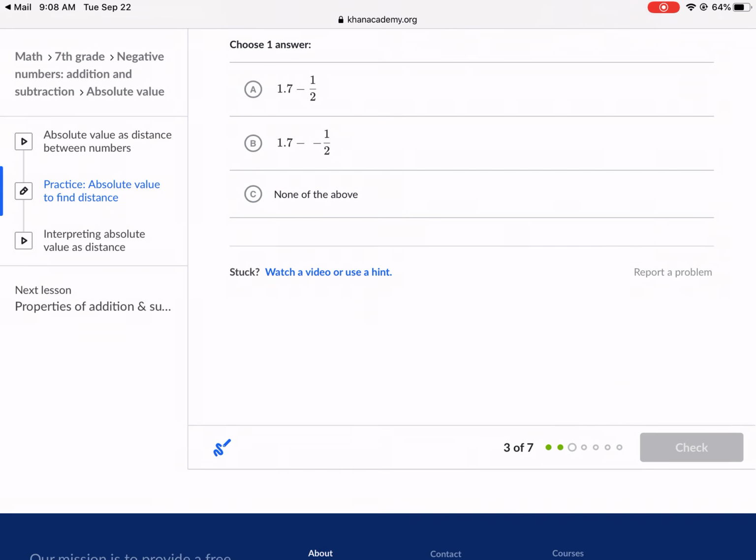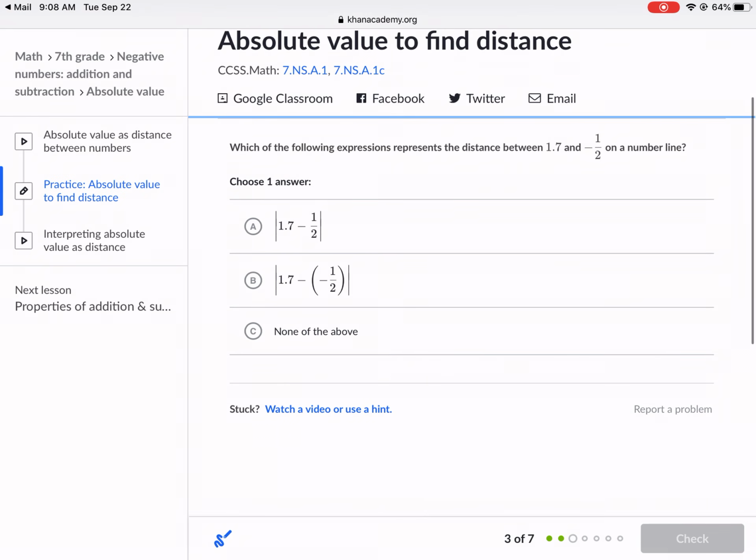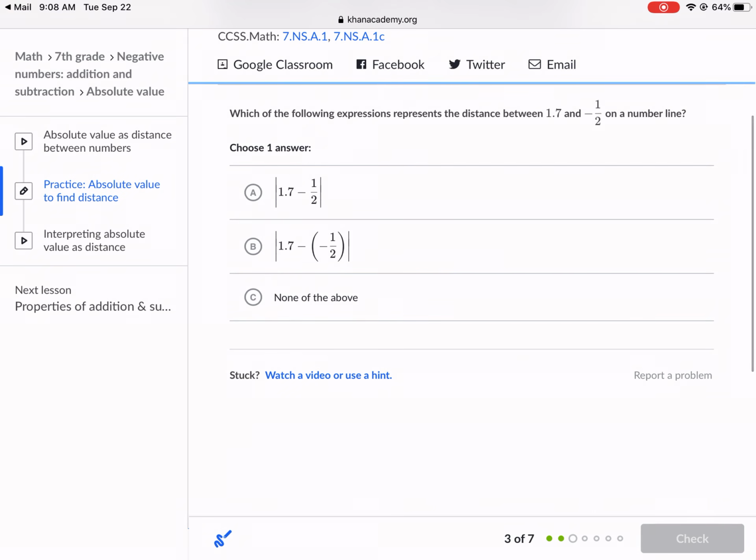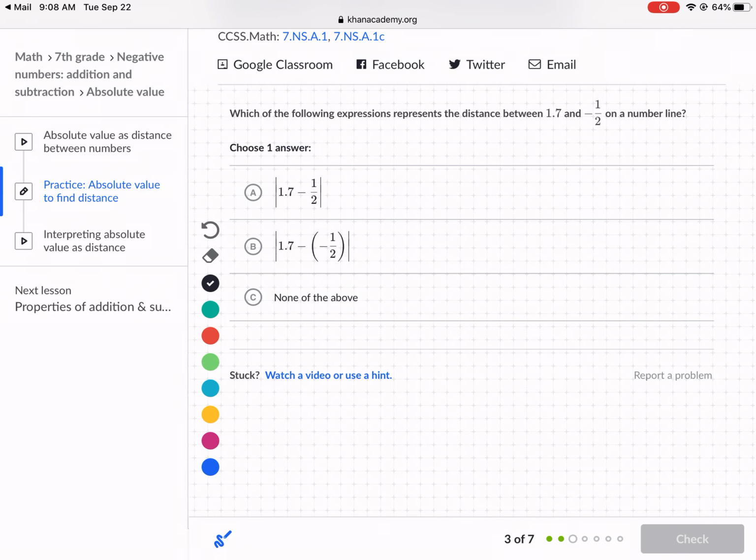Next question. We'll do a few more. Which of the following expressions represents the distance between 1.7 and negative 1/2 on a number line? Okay, so distance between, we want to see the change. So 1.7 is here on the right. Negative 1/2 converted is negative 0.5. And we want to see the difference.